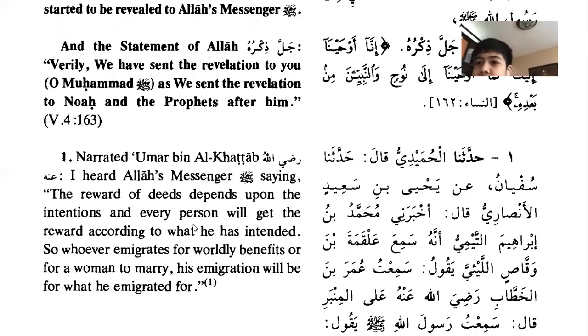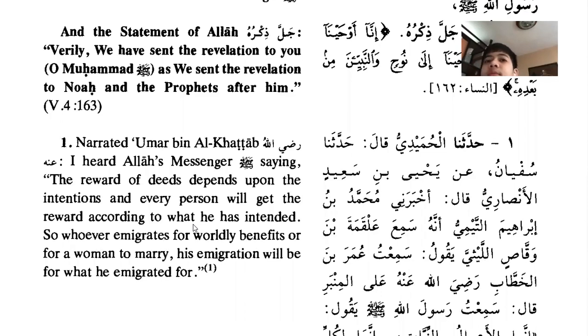For example, do you say five prayers daily? Like Fajr, Zuhr, Asr, Maghrib, Isha. Sometimes. If you say those prayers with the intention of making Allah happy, getting reward from Allah, then you will get reward. But if you say those prayers because your mother tells you to pray them, she forces you, then you will not get any reward. You need to be fond of making prayer.